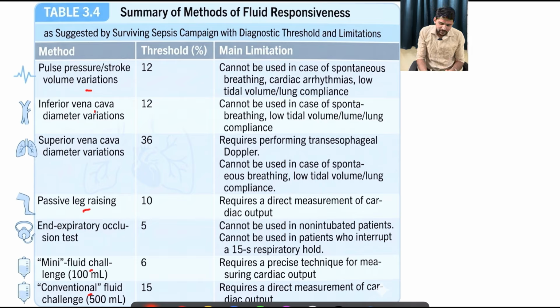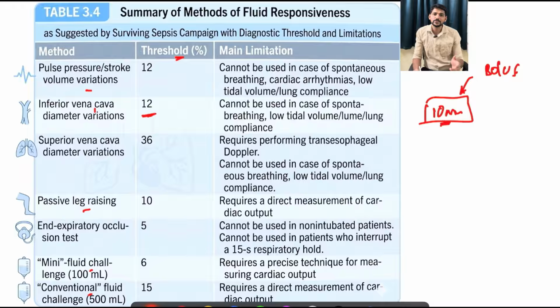For example, suppose the IVC is 10 mm. So once we give the initial fluid, after the bolus, if there is a change in the IVC diameter by more than 12%, so this threshold is nothing but the minimum amount of change that should be there when we give the fluid. So if this change is there, that indicates the individual is responding to fluid. If this change is not there, we should avoid pushing fluids. That is the overall point of dynamic fluid responsiveness assessment.